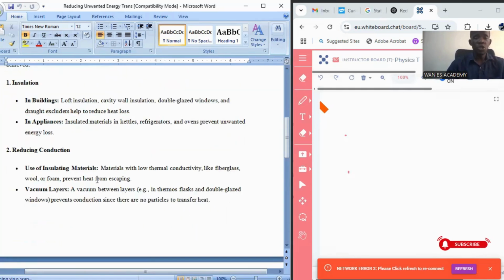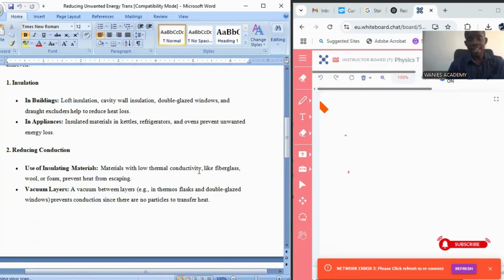Then we can also use vacuum layers. A vacuum can be created between layers, for example in our flasks, in our thermal flasks, in our double glazed windows, we use vacuum layers. Now, all of these prevent conduction, since there are no particles to transfer heat with.